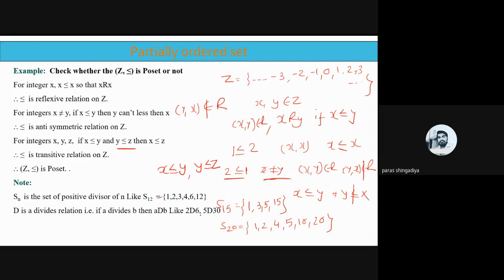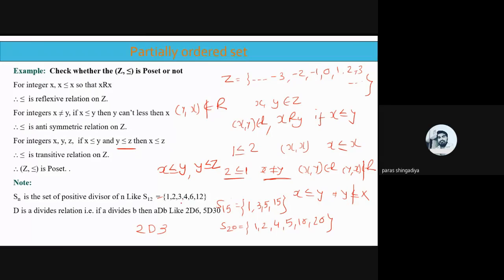6 can be divided by 2. So you can write 2 divides 6. Then 5 divides 30. 30 can be divided by 5. So we can consider 5 D 30. But we cannot consider 2 D 3. That is not true because 3 cannot be divided by 2. Okay. We cannot consider 4 divides 6.